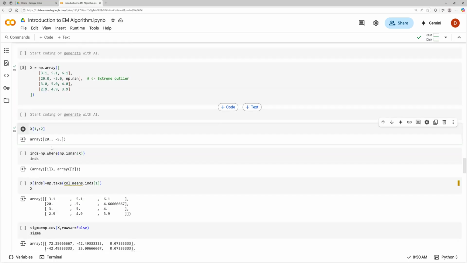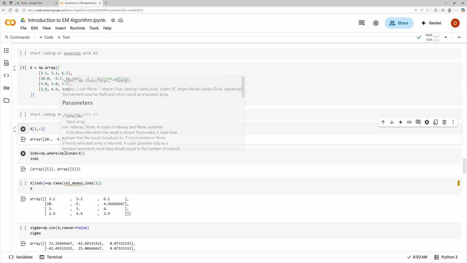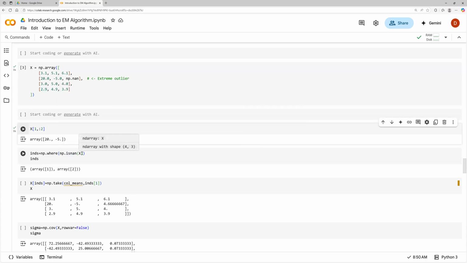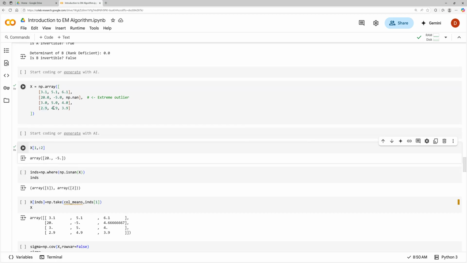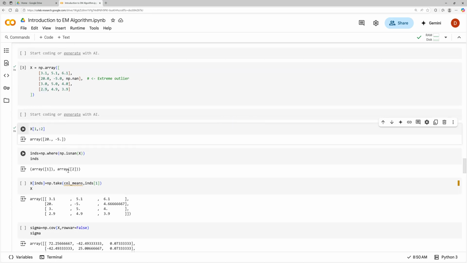Okay. Then we take the index of where it's missing. You see it's array 1, MP where, MP is NANX, right? And then we get the index, which is array 1 and array 2, okay? Which is 0, which is row 1, column 2. Okay, so that's what that means.